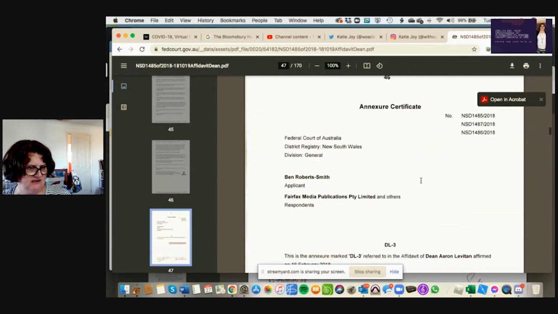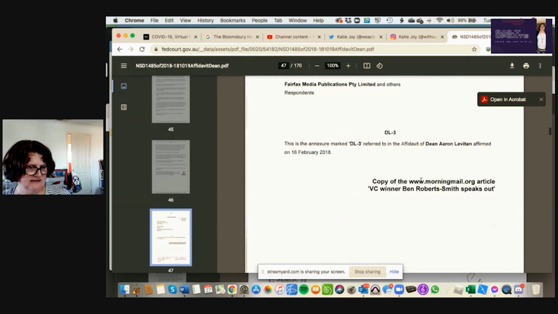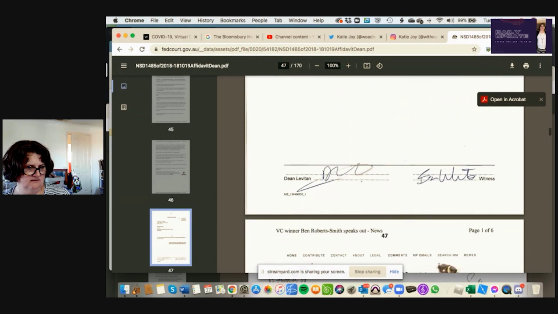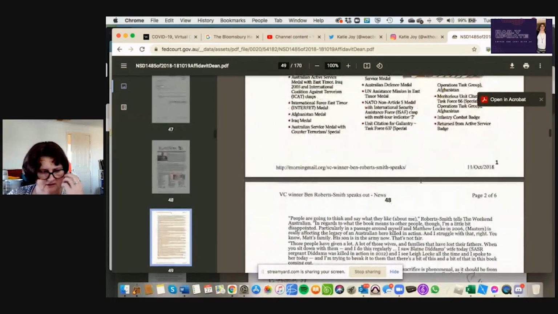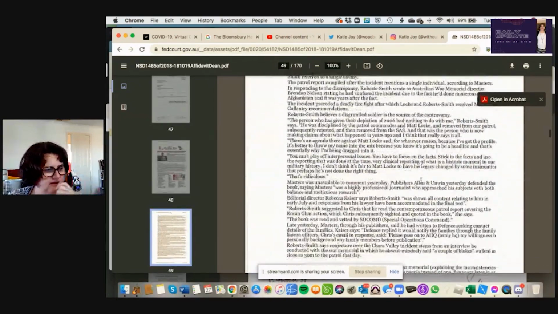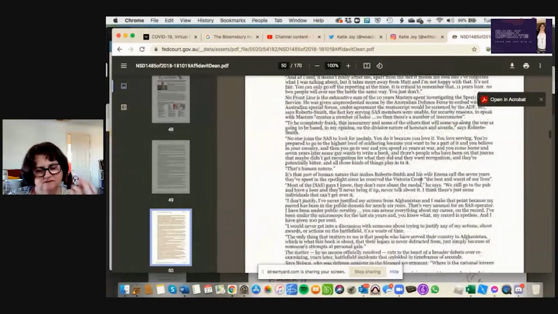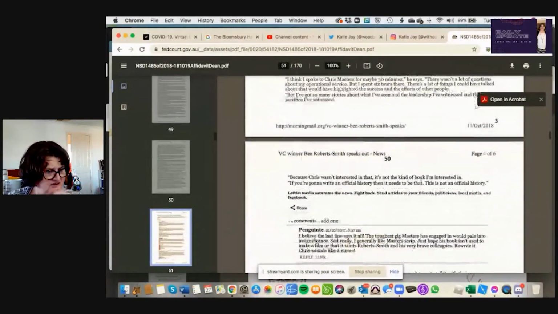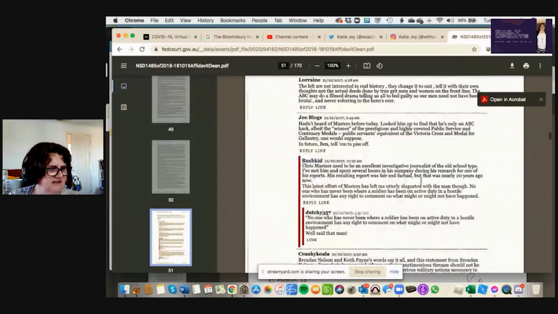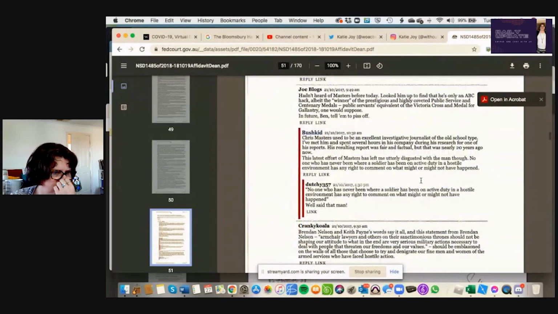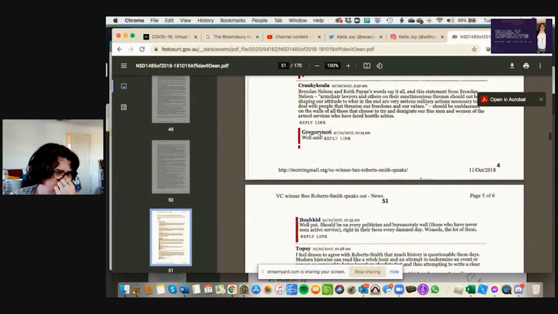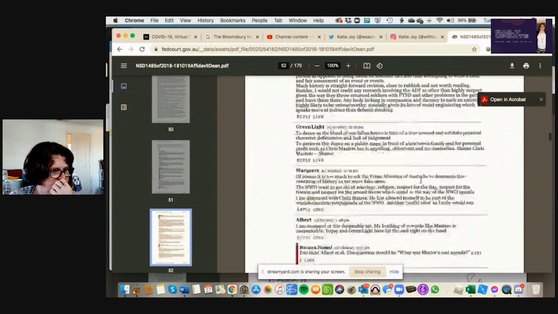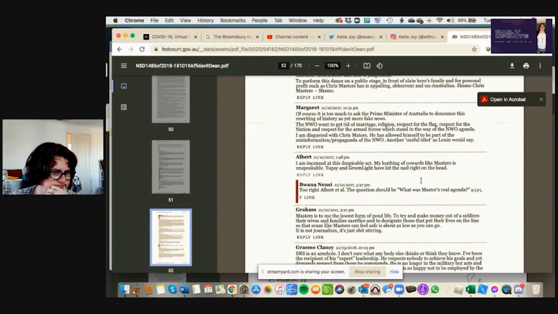So this is another annexure. This is DL3. As I said, each one has a cover page, so if they want to refer to something in an annexure, it just makes it easier. Again, they've highlighted it. They've highlighted some of the worst ones.